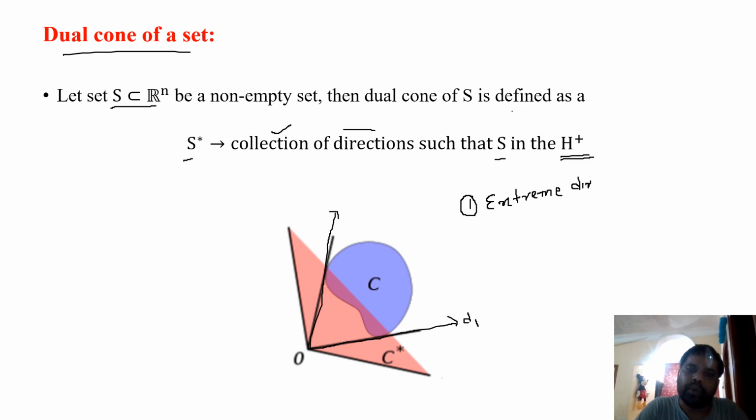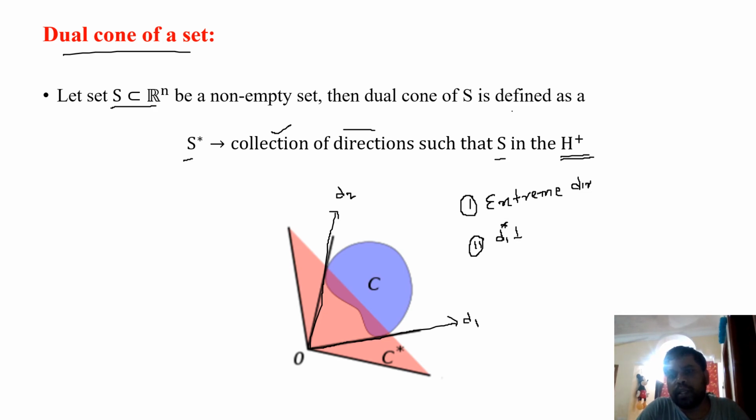So we got the extreme direction. First step is already over. Now second step is to find the perpendicular of these two extreme directions. Those directions I am giving the name D1 star. It would be perpendicular to D1, and you can call it D1 star. It is defining an extreme direction of the dual cone.